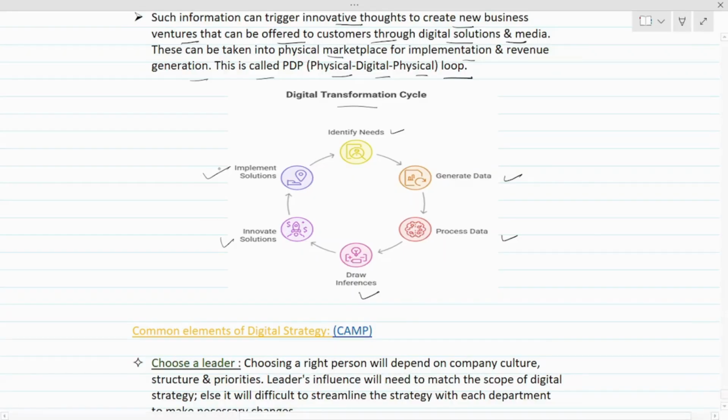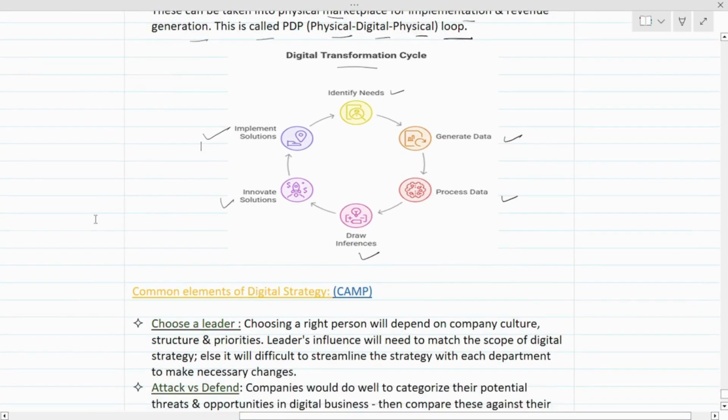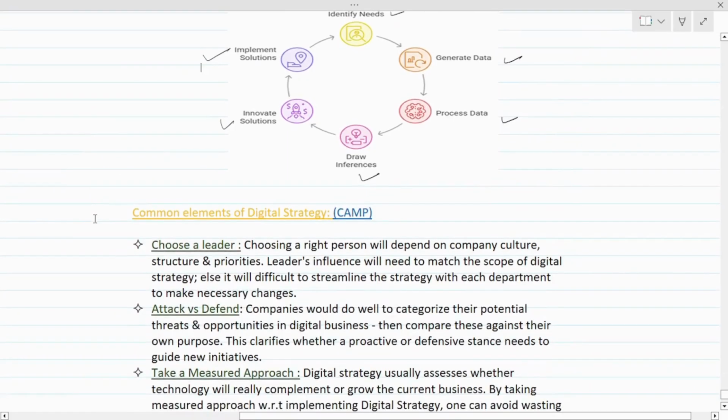Right? And finally, we come to what are called the common elements of digital strategy, right? So what are the common elements of a digital strategy? How do I remember this? I remember this as CAMP, right? A short form. I find it comfortable. If you also do, you can remember it that way. First of all, you choose a leader. So C stands for choosing a leader.